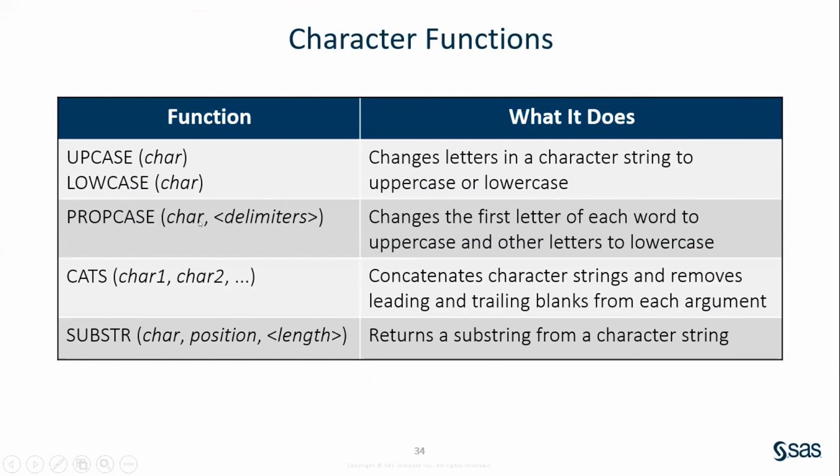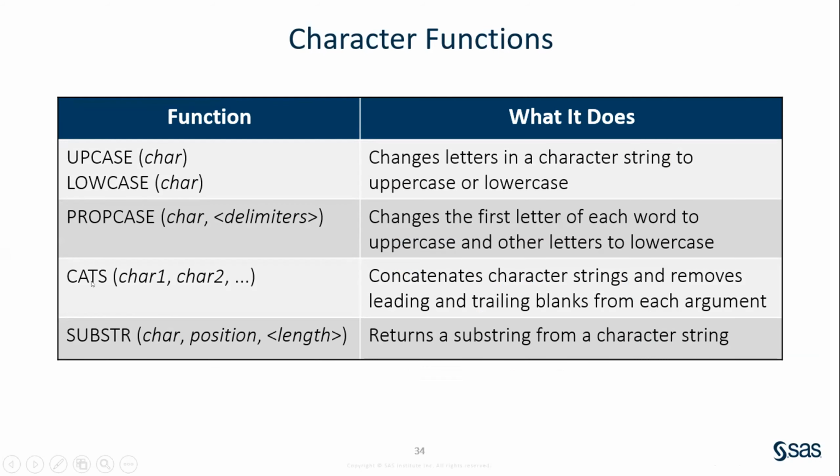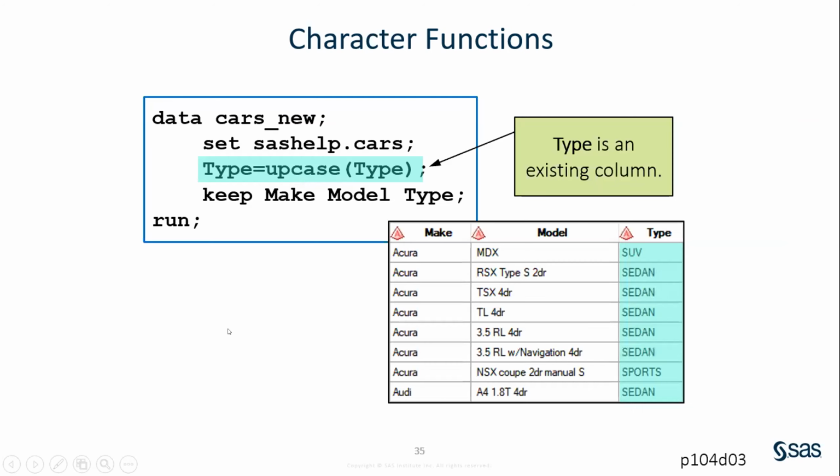So the syntax is a variable name, comma, delimiter. What is this delimiter? We'll see that in detail in Prep 2, not here. Then you have catx. Catx is a function where you are joining the values, meaning concatenating, putting the values together. In this case, it will remove any leading or trailing blanks. And the function substr will extract a value. We'll see all this in detail.